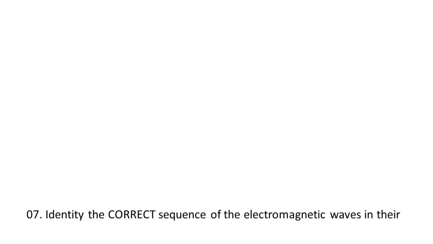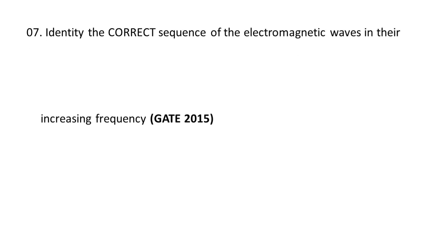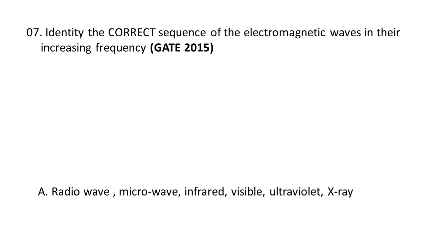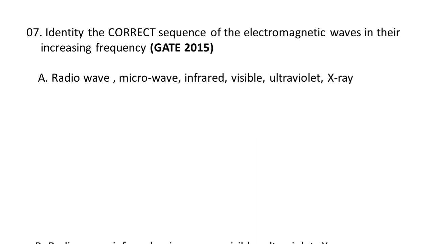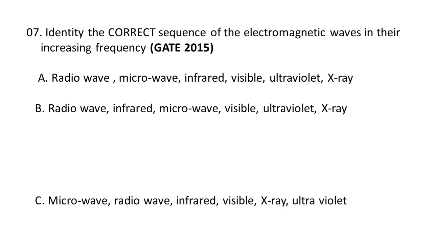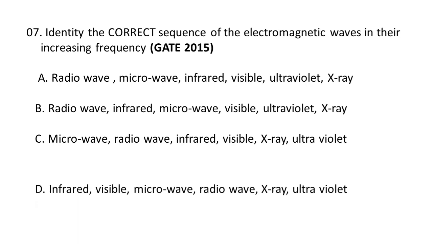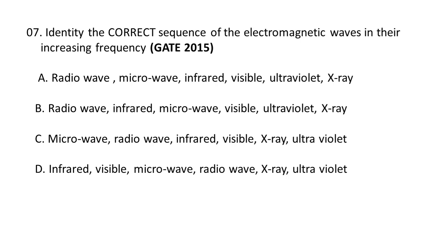Next question. Identify the correct sequence of the electromagnetic waves in their increasing frequency. The choices given are A. Radio wave, microwave, infrared, visible, UV, X-ray. B. Radio wave, infrared, microwave, visible, UV, X-ray. C. Microwave, radio wave, infrared, visible, X-ray, ultraviolet. D. Infrared, visible, microwave, radio wave, X-ray, ultraviolet.